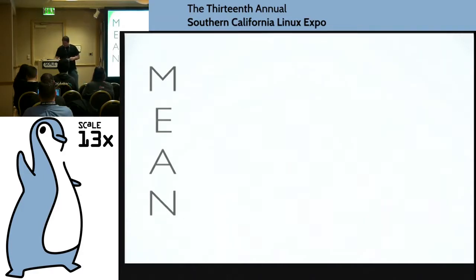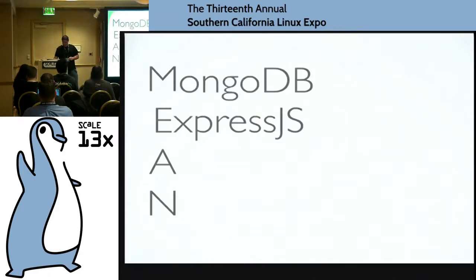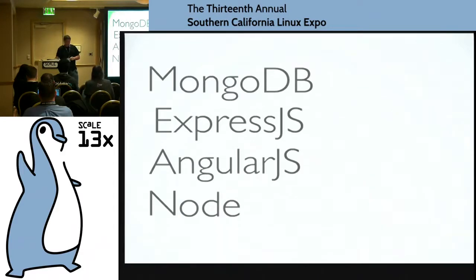So MEAN is an acronym for MongoDB, Express, Angular, and Node.js. This is kind of like the LAMP stack, where we had this really weird term that we decided we wanted to call everything. That's what MEAN is about. It's another kind of stack.